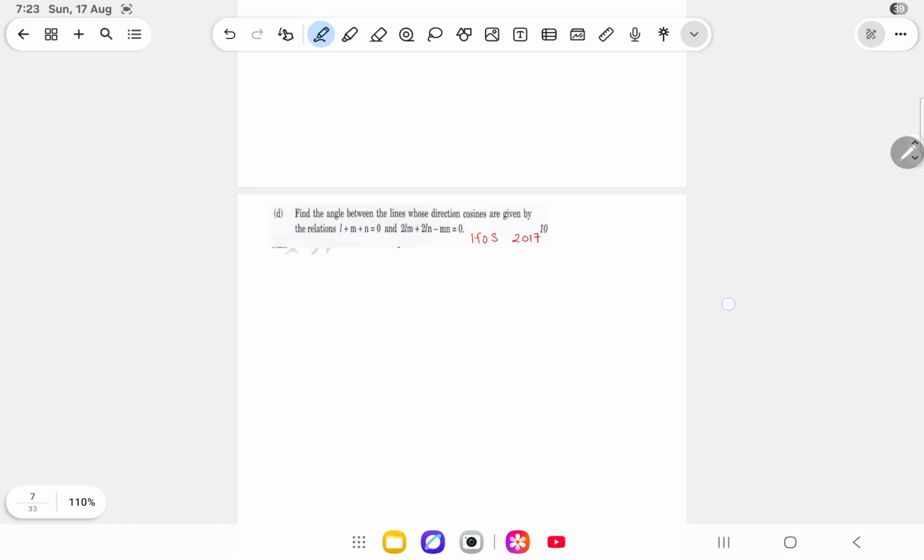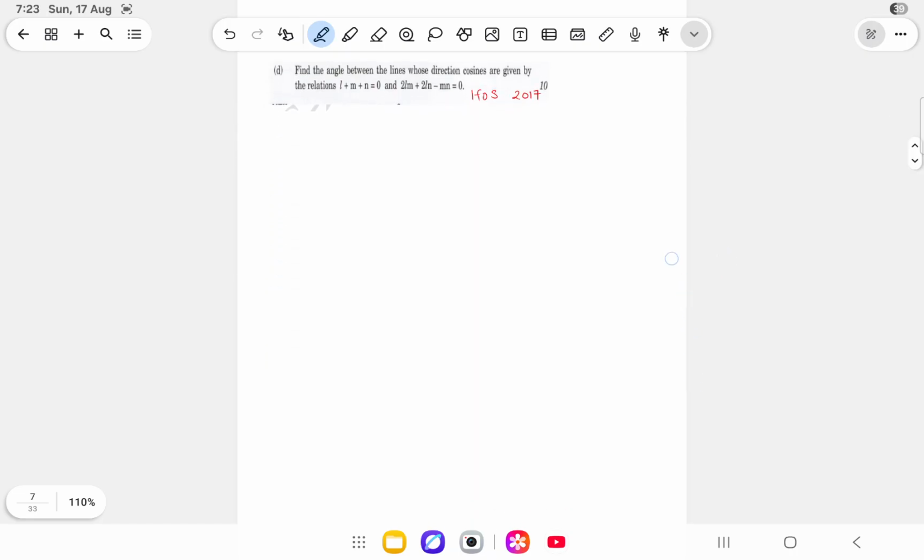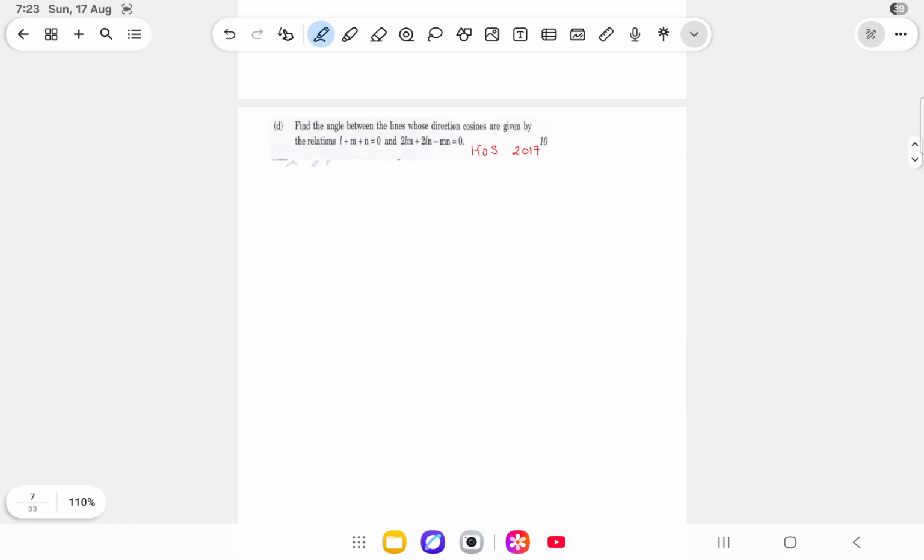So now let's move on to the last question of today, which is we are supposed to find the angle between the lines whose direction cosines are given to us. So they have given us two relations between the direction cosines of two lines.